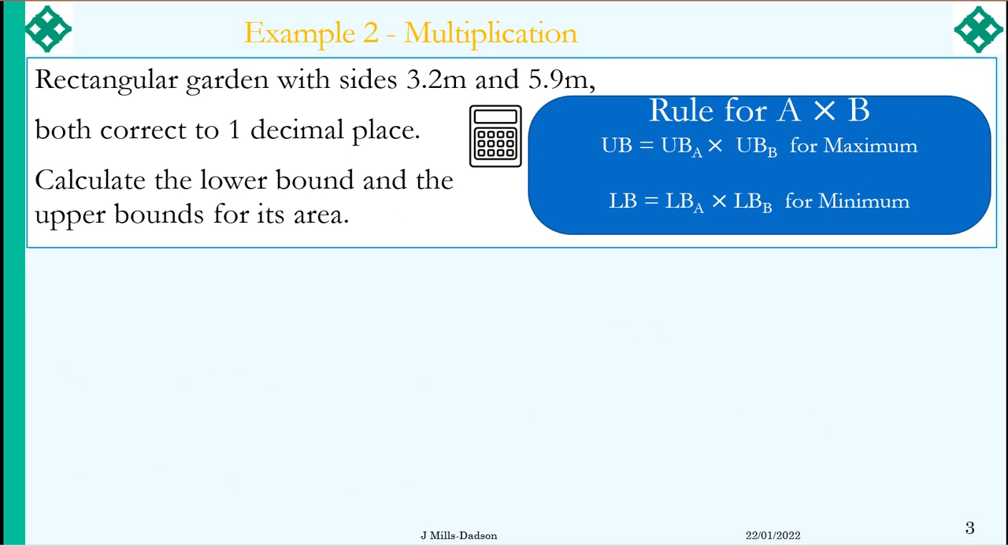Multiplication works the same way as addition. You take the biggest of each for the maximum number, and you take the smallest of each for the smallest product. So here we have a rectangle with dimensions 3.2 meters and 5.9 meters, all correct to 1 decimal place, and we want to see the smallest possible area and the largest possible area.